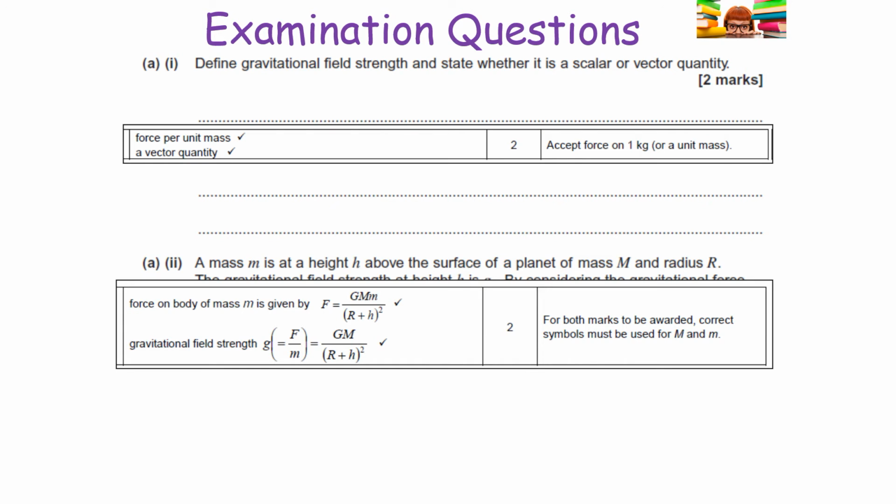Now we know gravitational field strength is therefore going to be force over mass, because gravitational field strength is force per unit mass. So we can equate that by taking our equation for force we've just written out and dividing it all by mass. So what that basically means is that small m, the mass of the object itself, cancels through, and you get your equation of big G big M over big R plus h all squared.